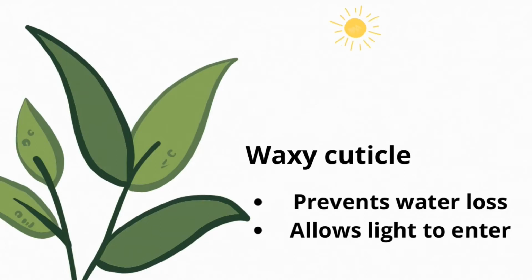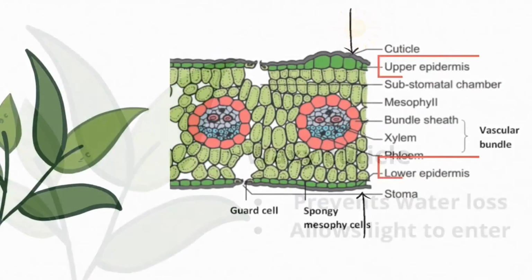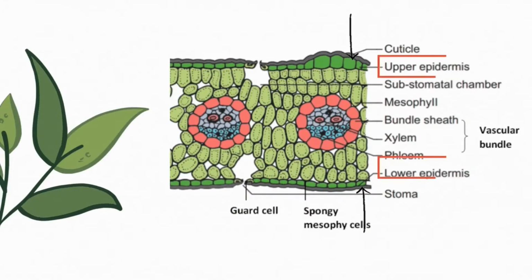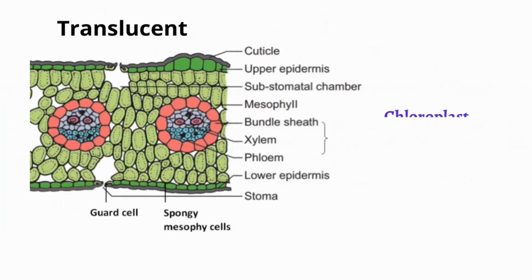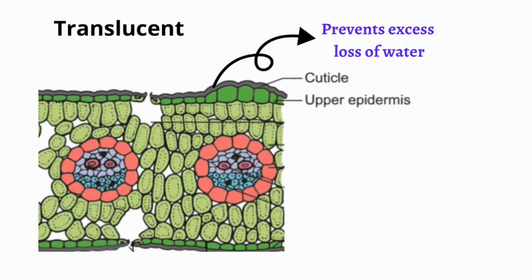The cuticle is followed by the epidermis, lower and upper epidermis. The epidermis is the protective boundary of the leaf that is translucent, so that light passes through it quickly. Chloroplast is absent in an epidermal cell. The waxy cuticle is secreted by epidermal cells that help to prevent excess loss of water.